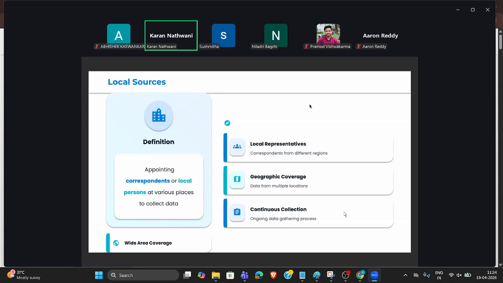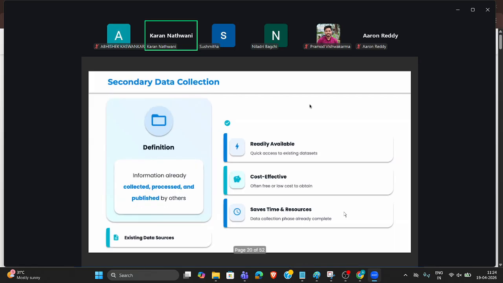Like there are 100 people suffering, or 100 families. For every family, they will put 2 or 3 food packets. So likewise, they can create that information. So this is a local source way of collecting the data.